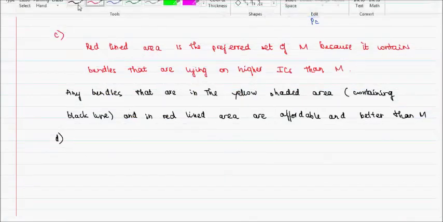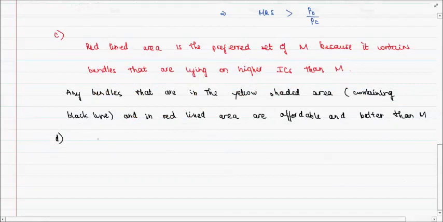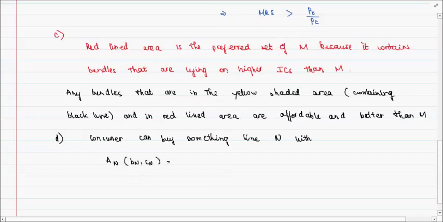Alright, so over here I'll say, okay, so the consumer can buy something like bundle N, with the acquisition cost for bundle N being equal to the amount Bn and Cn, and that is going to cost Bp times Bn plus Pc times Cn.